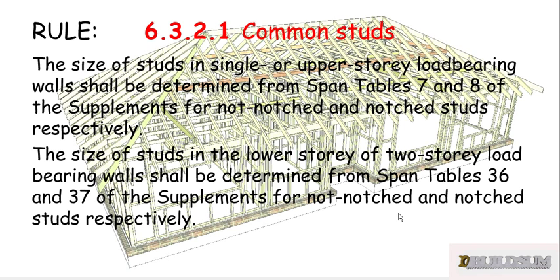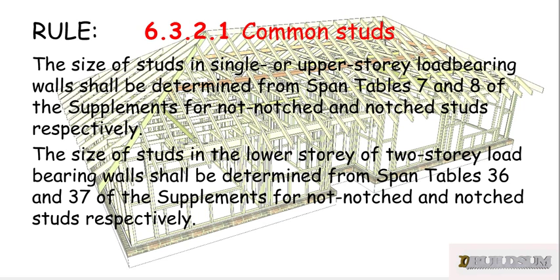Rule 6.3.2.1 says that the size of studs in single or upper story load bearing walls shall be determined from span tables 7 and 8 of the supplements, 7 being for not notched and 8 being for notched studs. And if you're doing a two-story building, the lowest story, you need tables 36 for not notched and table 37 for notched studs respectively. So just be aware of that.